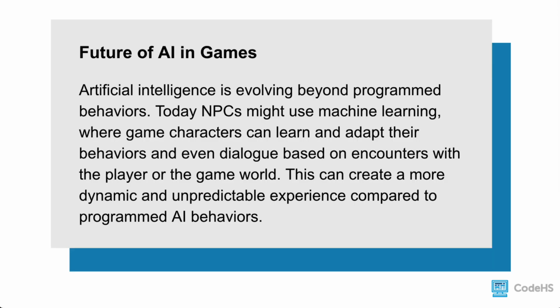So, what does the future of AI in games look like? Artificial intelligence is evolving beyond programmed behaviors. Today, NPCs might use machine learning, where game characters can learn and adapt their behaviors and even their dialogue based on encounters with the player or the game world. This can create a more dynamic and unpredictable experience compared to programmed AI behaviors.